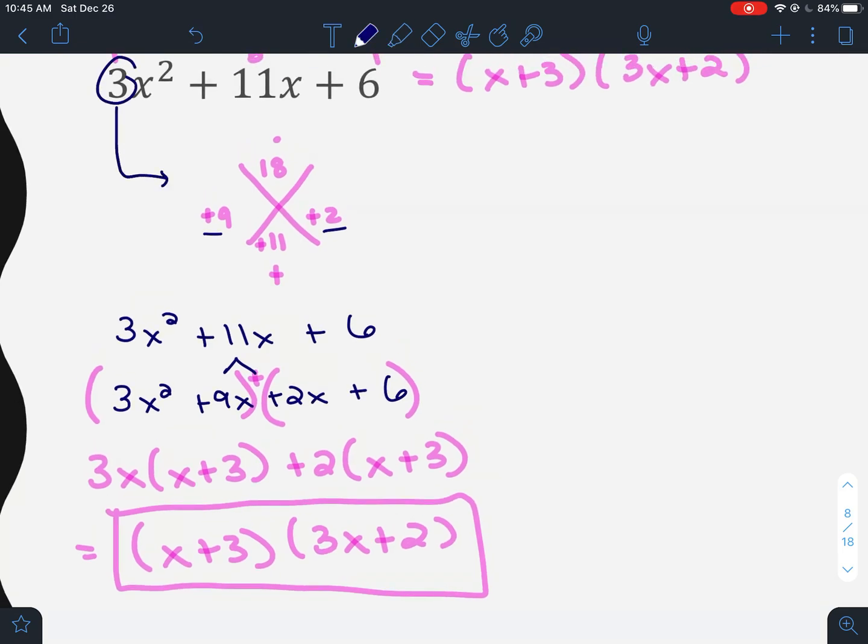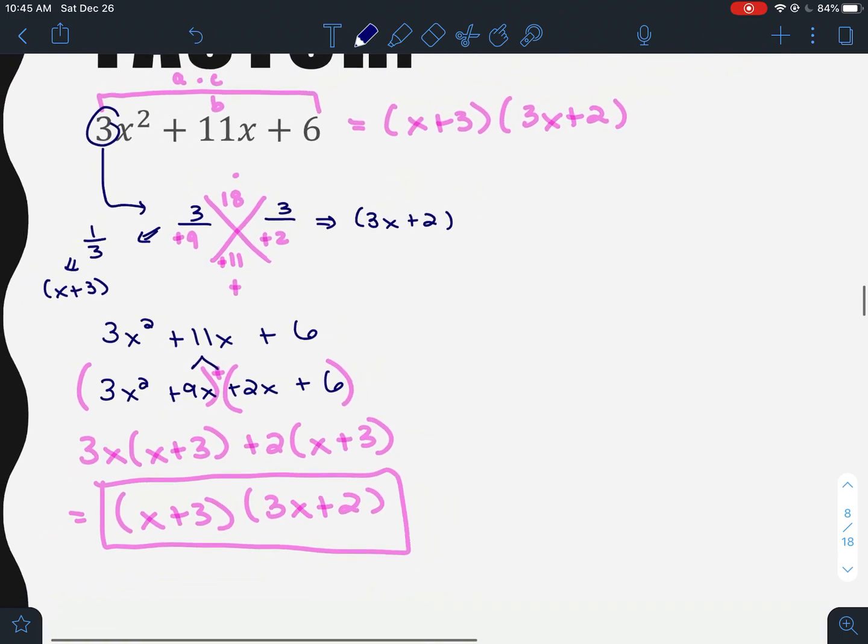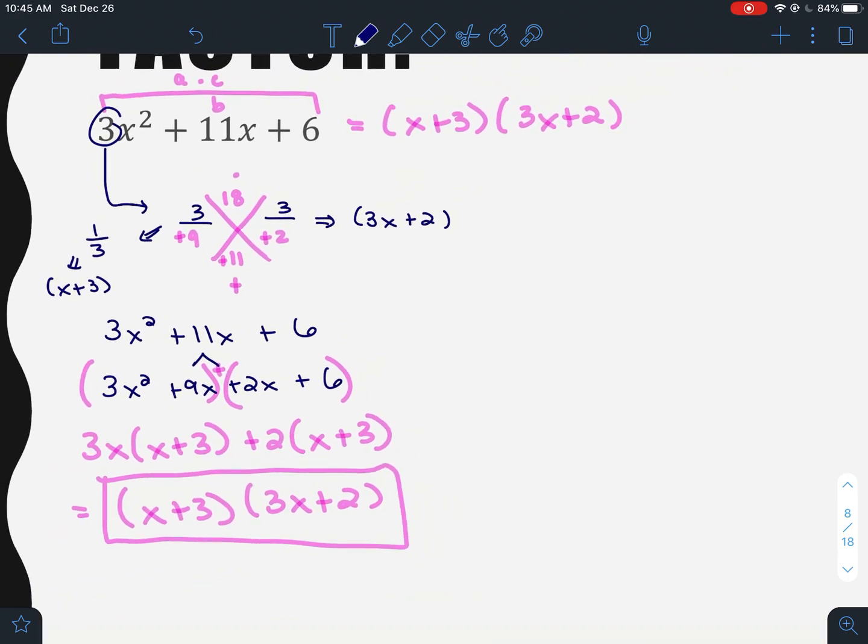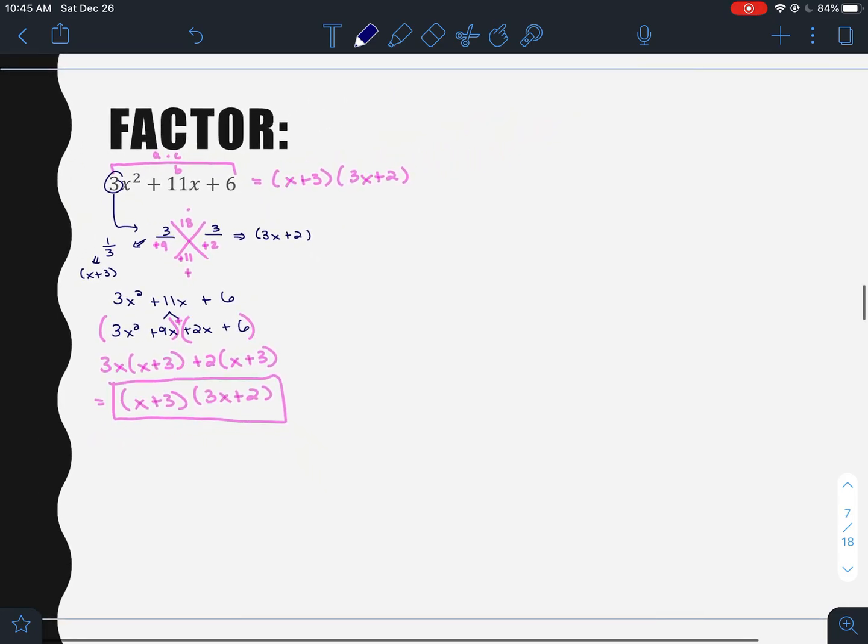Or once you get it into that form right there, remember you can take the a term and make it the numerator in both of these places. And so this would be 3 over 9 and 3 over 2. This one doesn't reduce, so it would be 3x plus 2. This one reduces into 1 over 3, so this would become x plus 3. And notice those are the two parentheses.